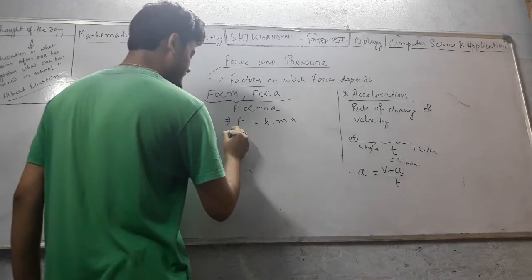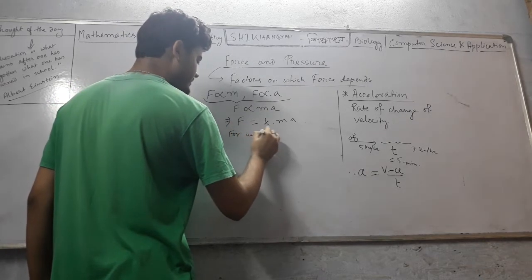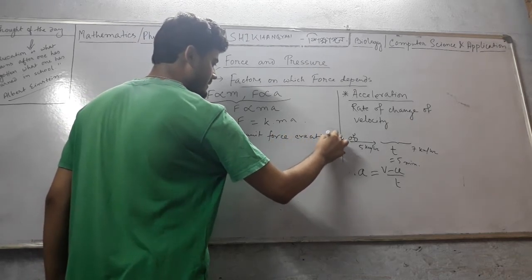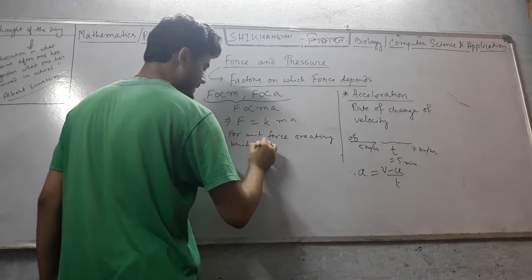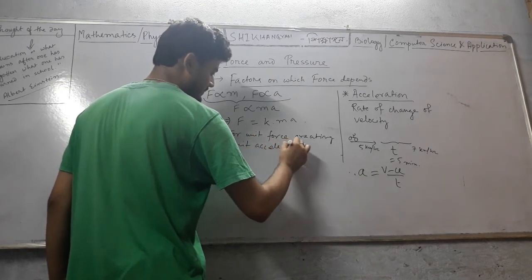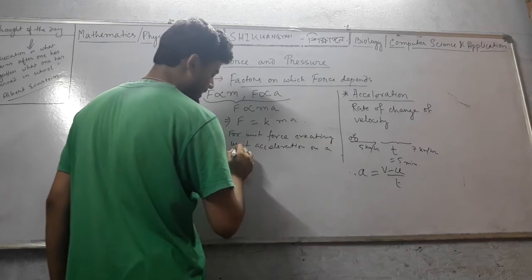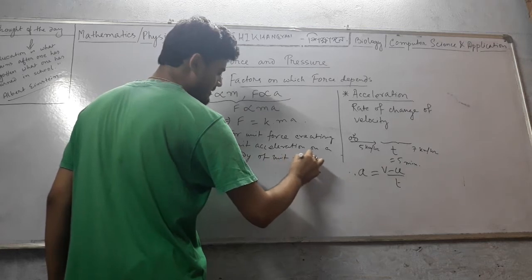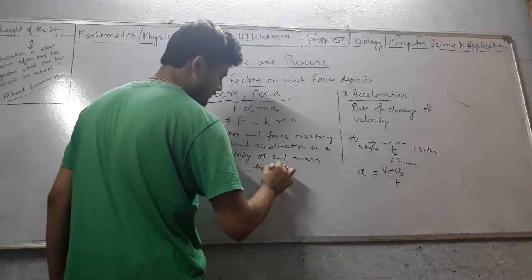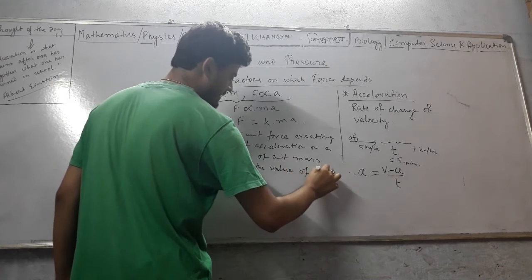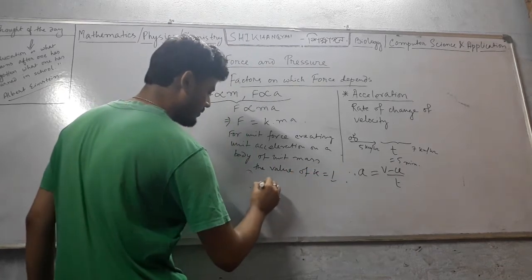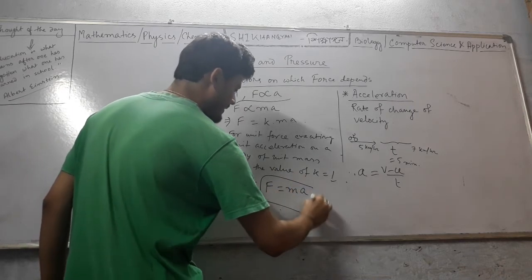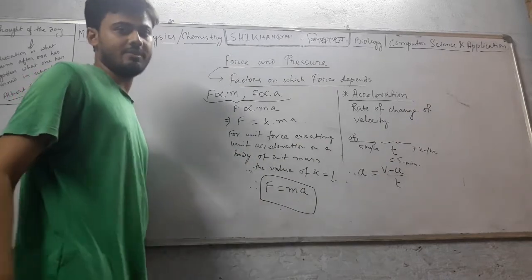You can just write like this: for unit force creating unit acceleration on a body of unit mass, the value of K is equals to 1. Therefore, F equals to ma. Thus this formula comes.